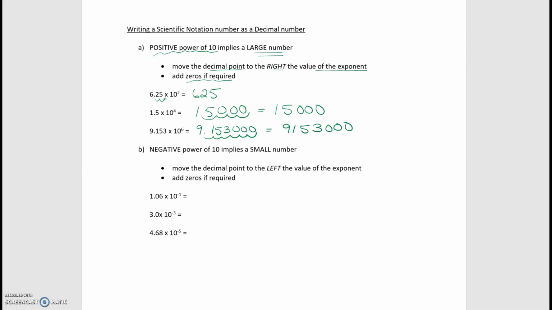Okay, part B, negative powers of 10 implies a small number. So the instructions say move the decimal point to the left, the value of the exponent. Again, add zeros if required. So this first example, 1.06 times 10 to the negative 1. We're going to move the decimal place 1 place over to get an answer of 0.106. Try the next two examples, pause the video, and check your answers.